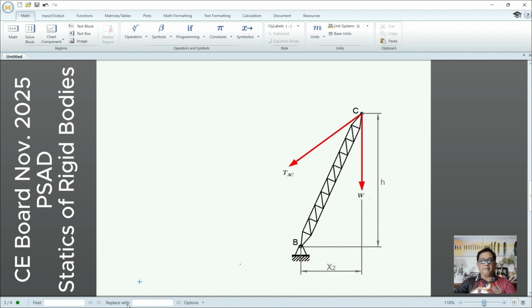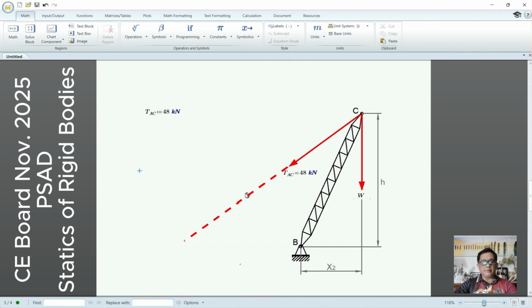So we are going to find the value of W given T sub AC, the tension in the cable AC. According to the problem, T sub AC is 48 kilonewtons. To solve, we can project this one, draw the line of action of T sub AC up to point A, and resolve T sub AC into its vertical and horizontal components. Then sum up moment at B using the vertical component of AC, and we'll be able to solve for W. Or we can do this.